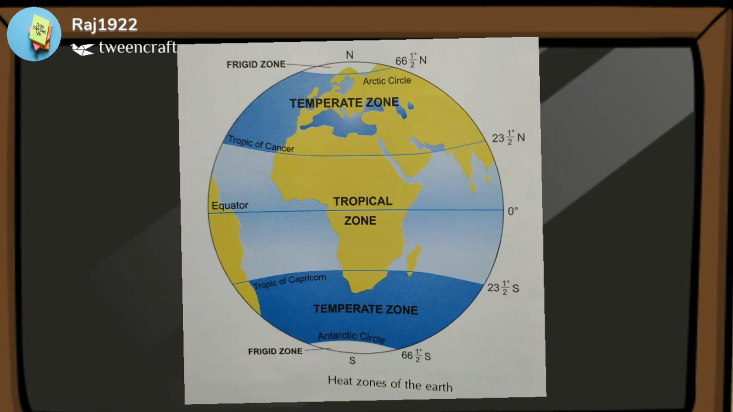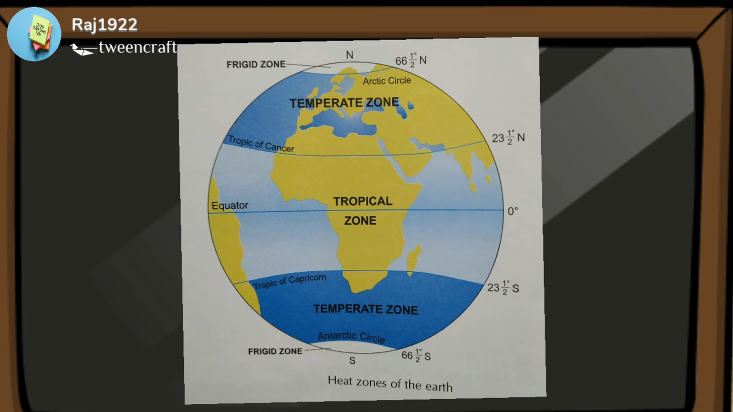Heat zones are of three types: torrid zone, temperate zones, frigid zones. Torrid zone. This zone lies between the Tropic of Cancer and the Tropic of Capricorn. The word torrid means hot. This zone is the hottest zone of the earth as it receives relatively direct rays of the sun throughout the year. It is also known as the tropical zone. About half of India lies in this zone.